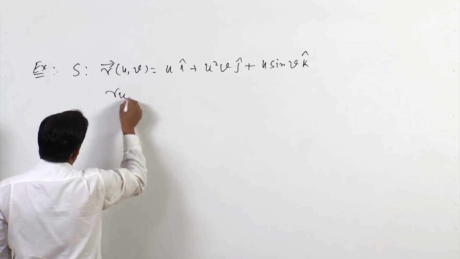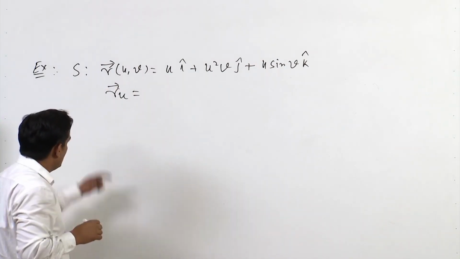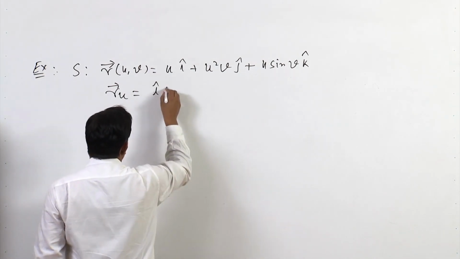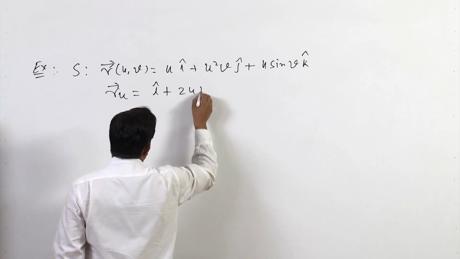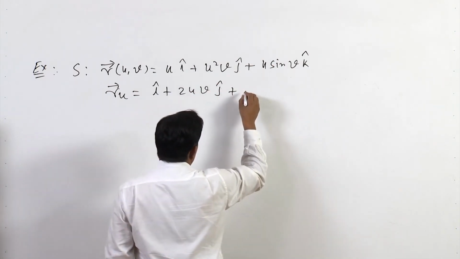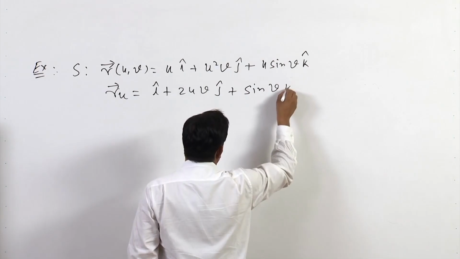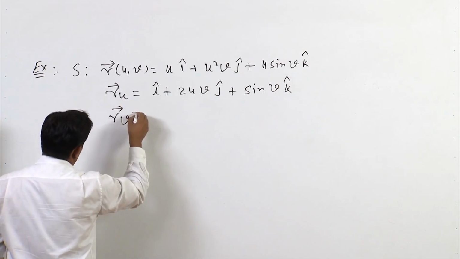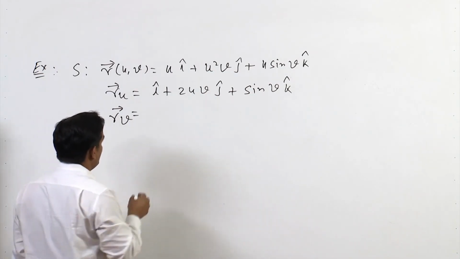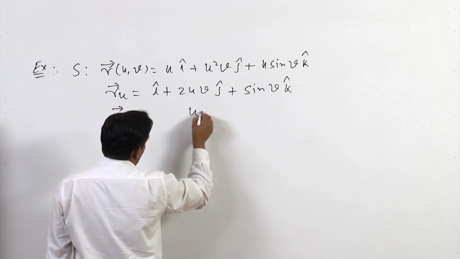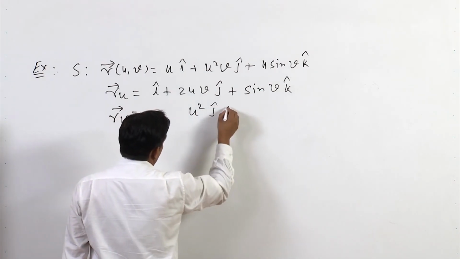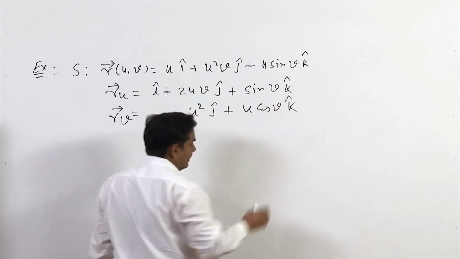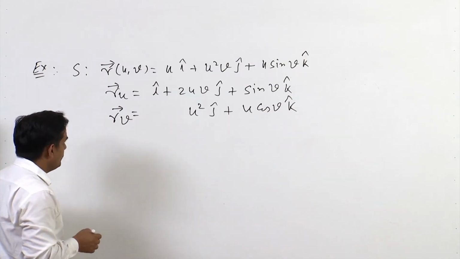I will calculate Ru, that is the vector in the tangent plane. So, Ru will become i plus 2uv j plus sin v k. Similarly, I will find out Rv. So, Rv will become u square j plus u cos v k.